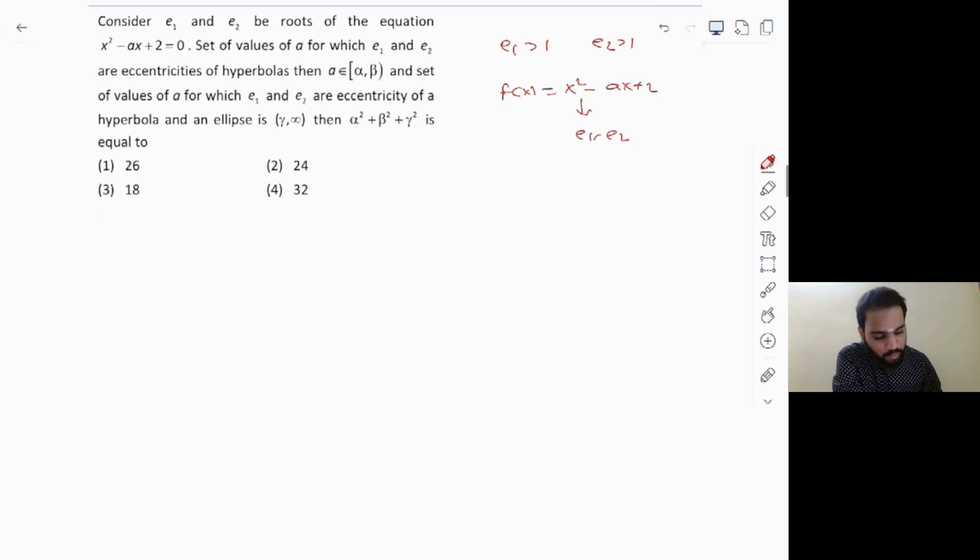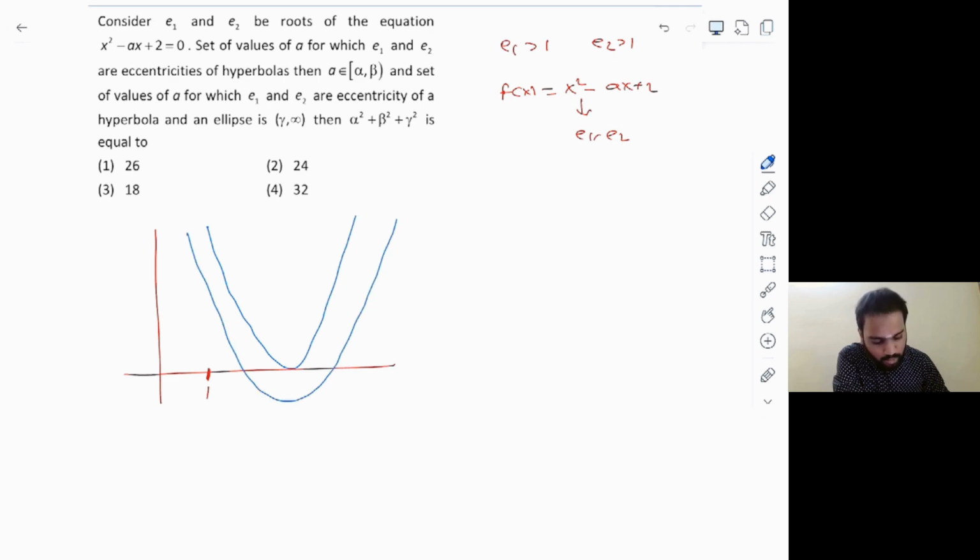So let's try to imagine the possible graph here. So let me take the value 1 here on the x-axis. Now given that both the roots of this one are greater than 1, and we know that it is an upward parabola, which makes the only possible graphs as this. Only these two are the possible graphs here. Now, if you look at the graph, the first thing is very clear. We have to apply delta greater than or equal to 0. Equal to 0 is also possible. You have to be careful.